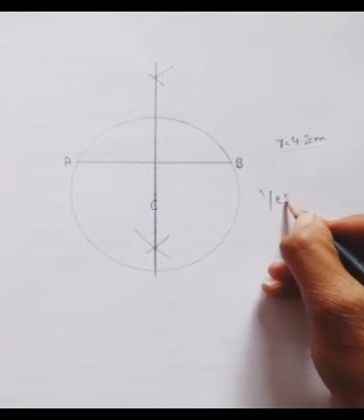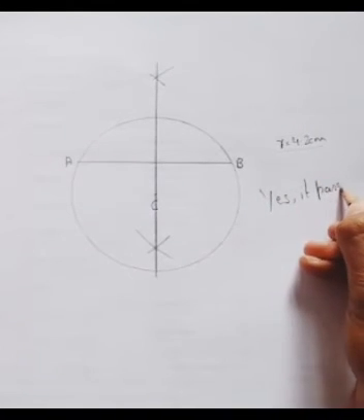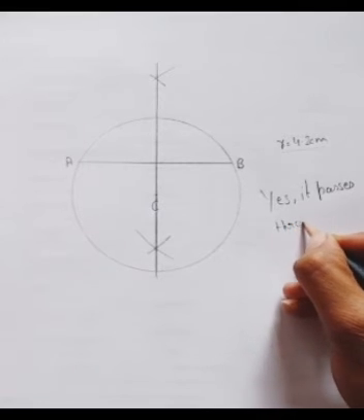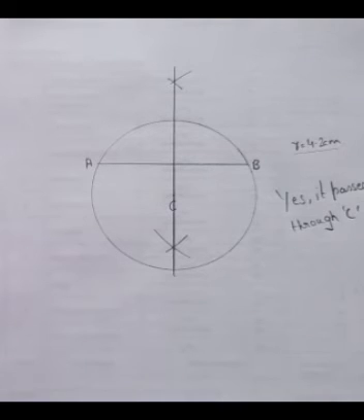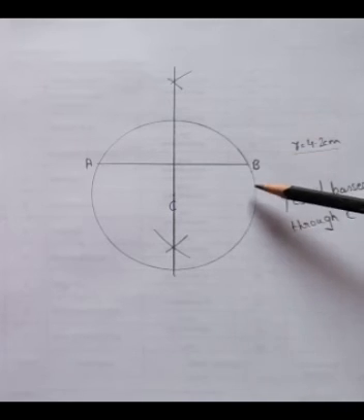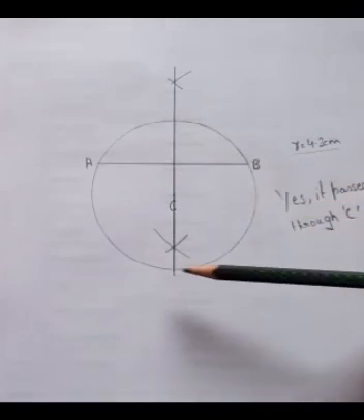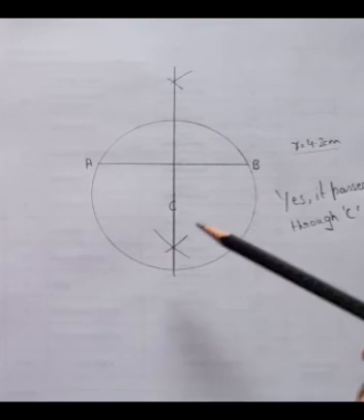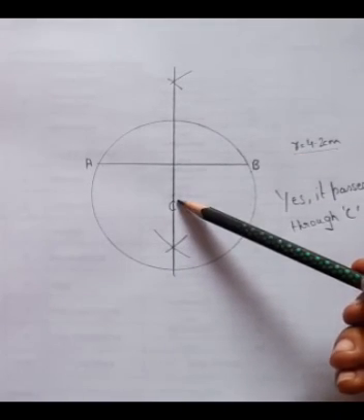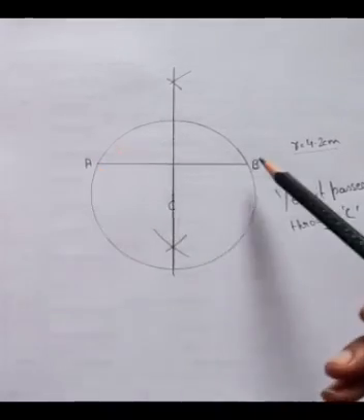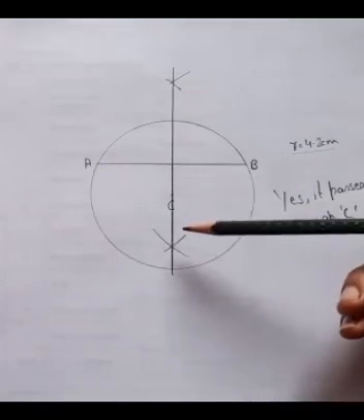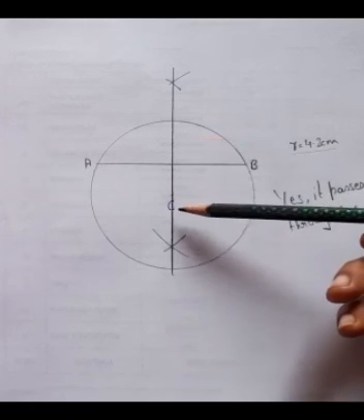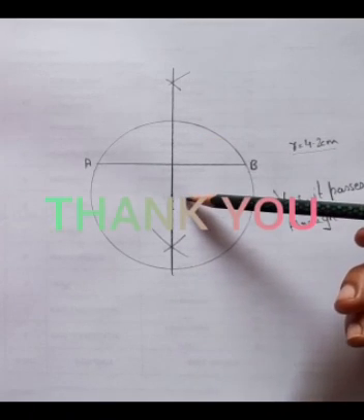So you will write, yes, it passes through C. Clear? Whenever you have to construct something, just go with the question. Whatever they have said in your question, just do in that way. Like in this question, first they told me to draw a circle of radius 4.2, so I drew a circle. Then they told me to take the center as C, so I took the center as C. Then they told me to draw a chord AB and draw its perpendicular bisector. I drew a chord AB and then its perpendicular bisector, and after making it, I saw that it passes through the center C. Clear?